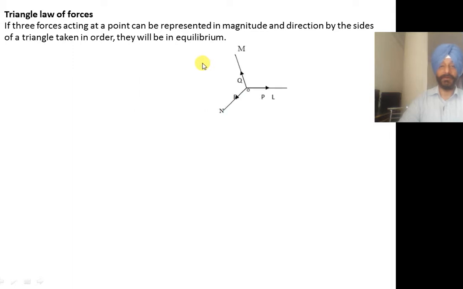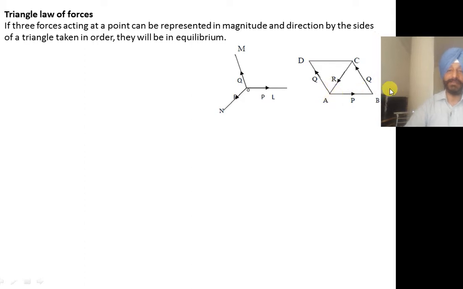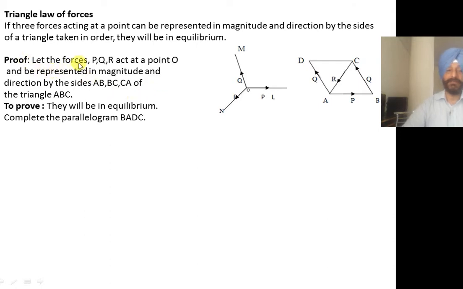So, see how this happens. Let P, Q and R be three forces acting at a point, and the point is O. If these three forces can be represented by the sides of a triangle, and the triangle is ABC, then they are in equilibrium. So, let the forces P, Q, R act at a point O and be represented in magnitude and direction by the sides AB, BC and CA of the triangle ABC. To prove that they will be in equilibrium, complete the parallelogram.